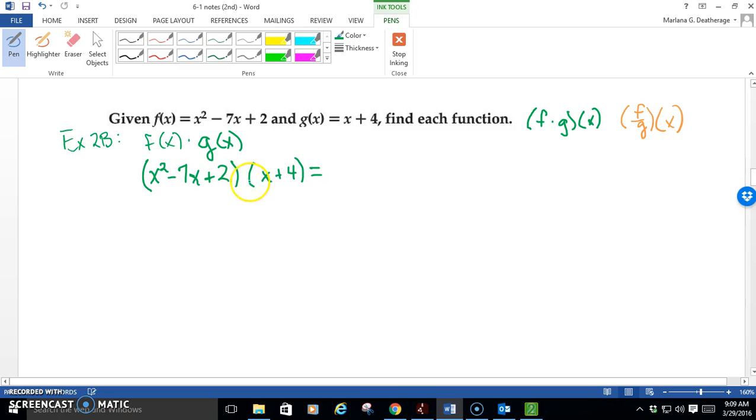So x squared times x would be x cubed. X squared times 4 would be positive 4x squared. Negative 7x times x would be negative 7x squared. Negative 7x times 4 would be negative 28x. 2 times x would be a positive 2x. And then 2 times 4 would be a positive 8. Then we combine like terms.